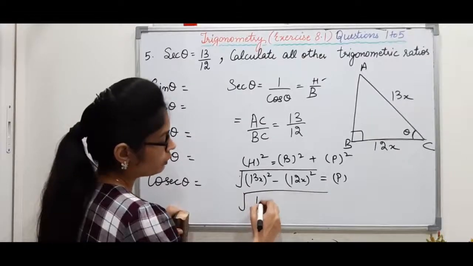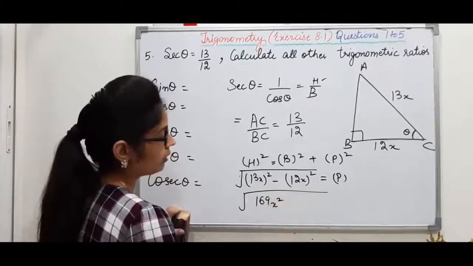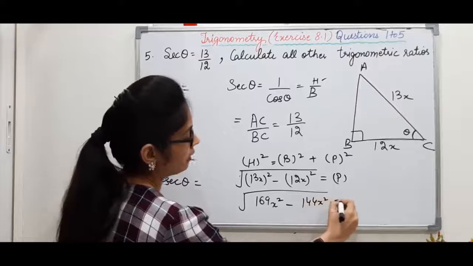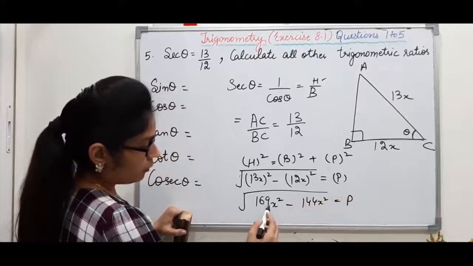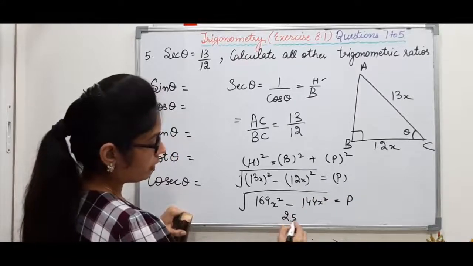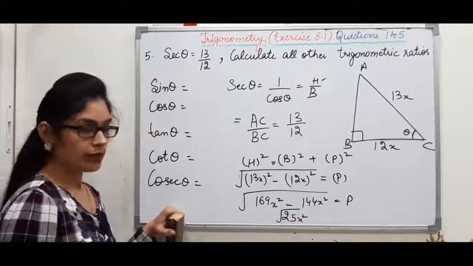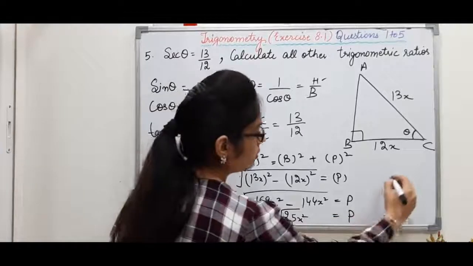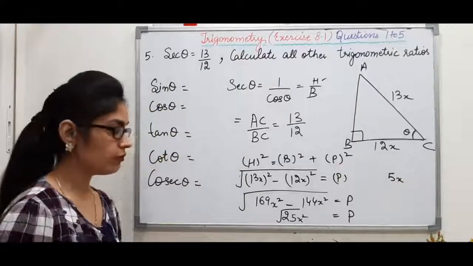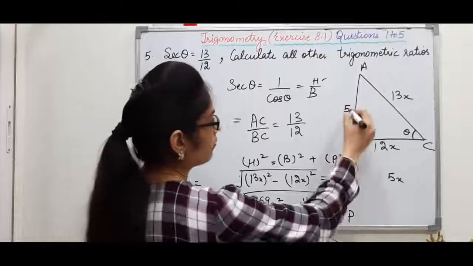13x square will be 169x square, since 13 into 13 is 169. 12 into 12 is 144, so we write 144x square. So for perpendicular, 169 minus 144 is 25. The square root of 25x square is 5x, because 5 into 5 is 25. So here AB we got 5x.